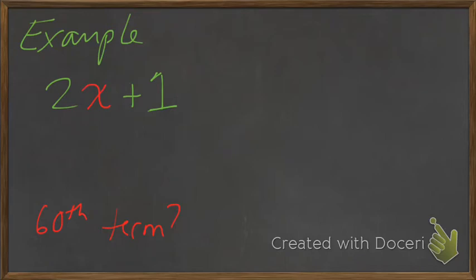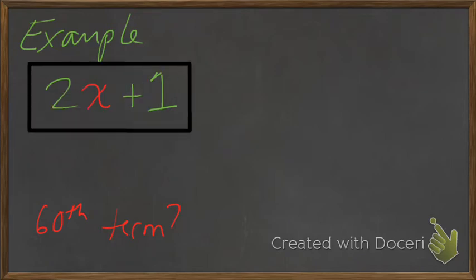Another example. This might look strange to you. You might see 2 multiplied by x plus 1. But the reason why I have this x here, it's different. It's kind of shaped weirdly. It's not a star. It is a curved x. This is a variable.